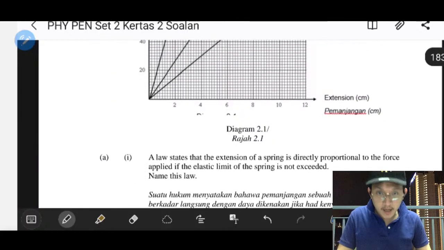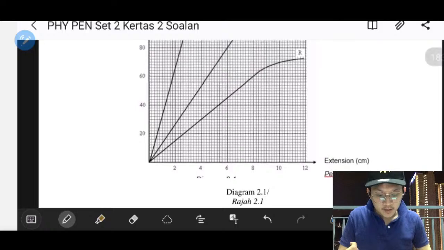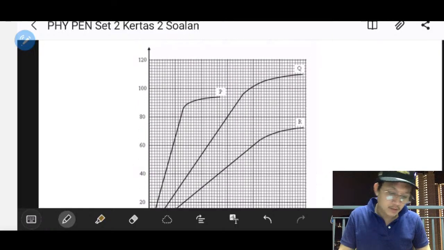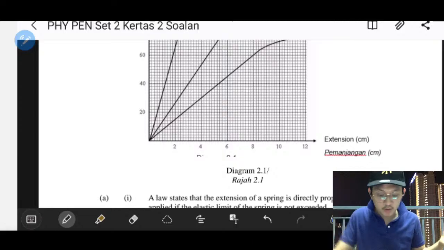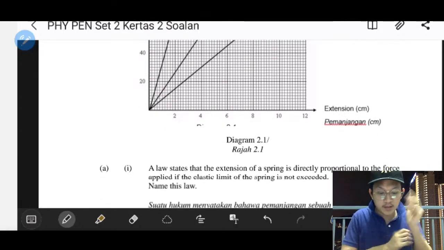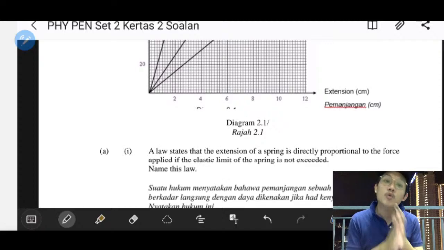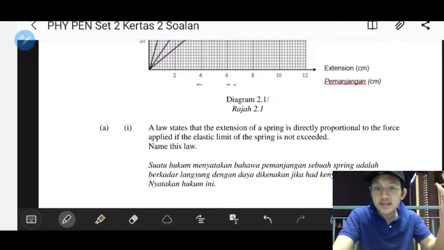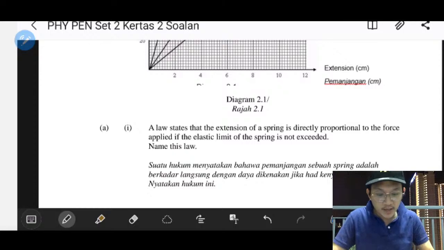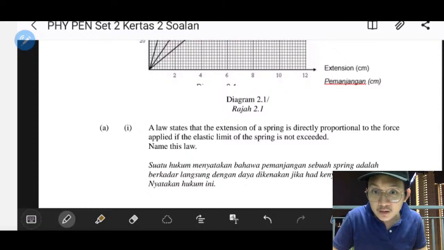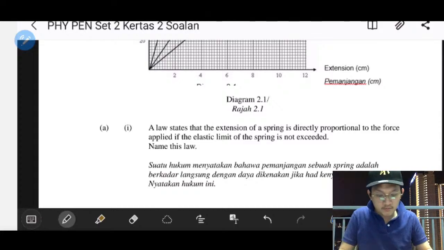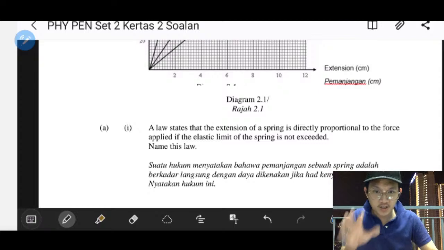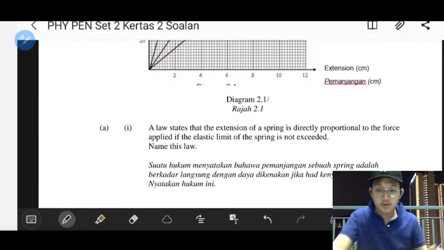So you have PQR, alright, and then satu hukum menyatakan bahawa pemanjangan sebuah spring adalah berkadar langsung dengan daya dikenakan jika had kenyal tidak dilampaui. Nyatakan hukum itu. You guys have any idea? Hukum Hooke, okay? H-O-O-K-E, Hooke.